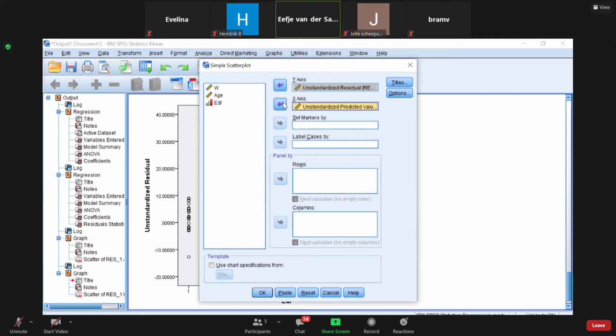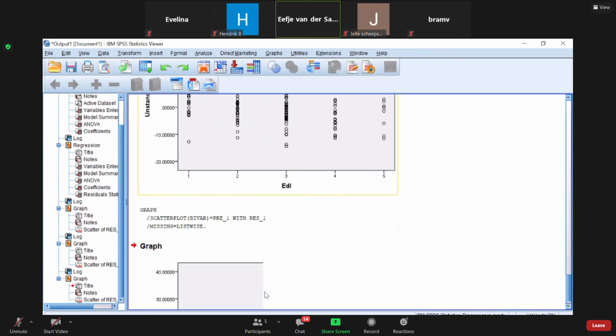It's just what we do, as is very often the case in this course, I must admit. But I think it's because the unstandardized residuals sort of depend upon the unstandardized predicted values, and in that way you can also see if heteroscedasticity or homoscedasticity applies. But you don't need to know that. You only need to know that this is how you do it. Click on OK, and you get a graph.